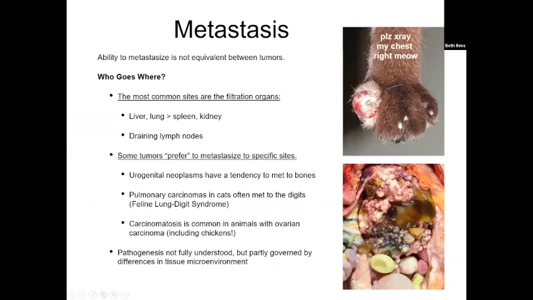The ability to metastasize is not equivalent between tumors. So some tumors are extremely metastatic. They met early in the course of disease. Things that I tend to think of as really quick early metastasizers are things like anal sac adenocarcinoma. It mets to the lymph nodes super fast, usually before you catch it, it's in the lymph nodes. Hemangiosarcoma metastasizes really early. Osteosarcoma metastasizes really early.